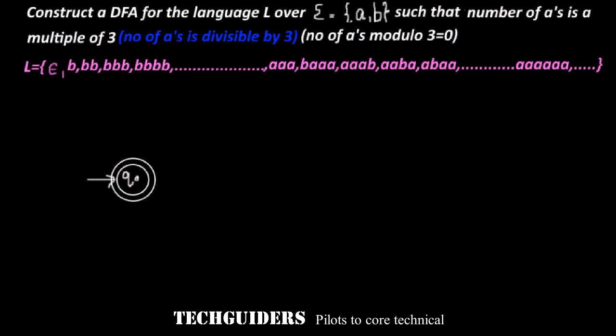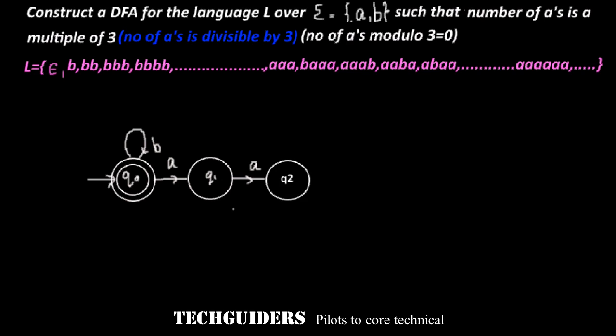From this state, if we see any number of B's, then also the number of A's is 0. Such strings are to be accepted. So remain in the same state Q0. And from the state Q0, if a symbol A is seen, move to a state Q1, which is now the memory that the number of A's is a multiple of 3 plus 1. From state Q1, if we see a symbol A, move to another state Q2, which is now the memory that the number of A's is a multiple of 3 plus 2.